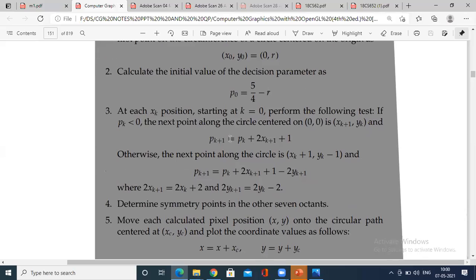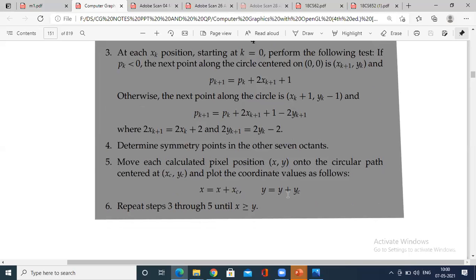All right, applying into the same pk plus 1 formula, you get this. What is 2xk plus 1 here? It is nothing but 2xk plus 2. What is 2yk plus 1? It is 2yk minus 2, because you are decrementing. Remember, clear? Because you are going downside, yk minus 1, yk minus 2, yk minus 3, like that. So you just go on decrementing it.